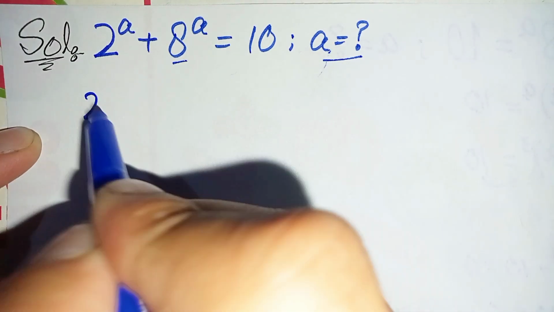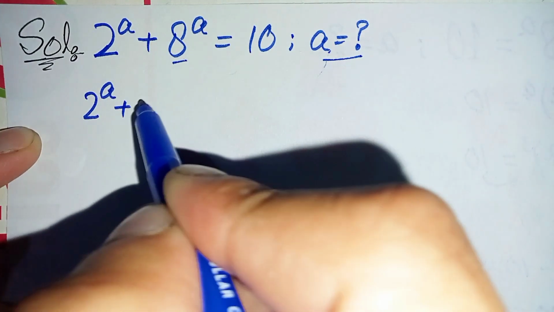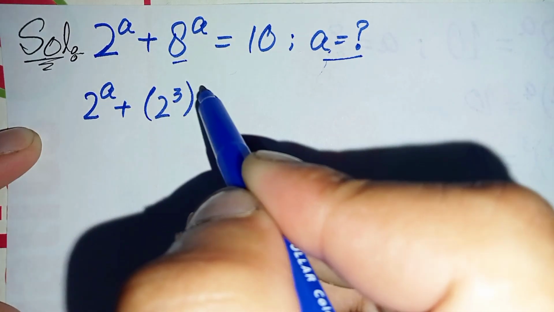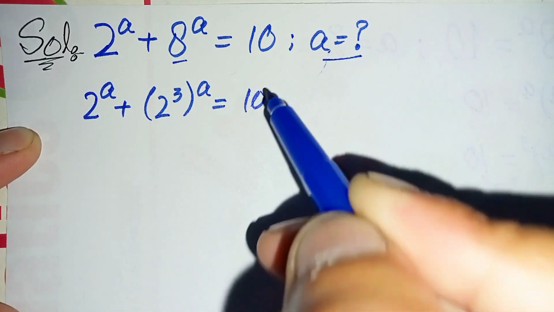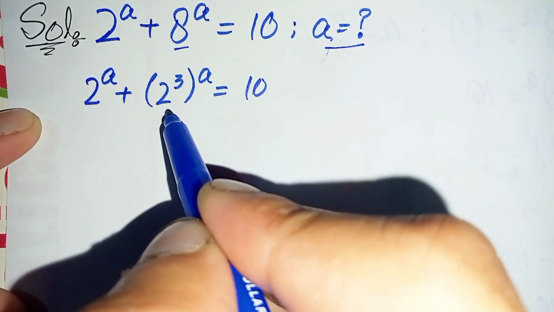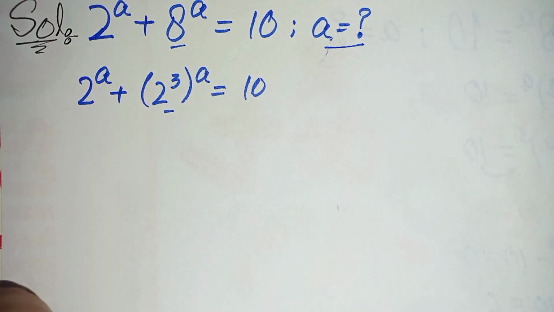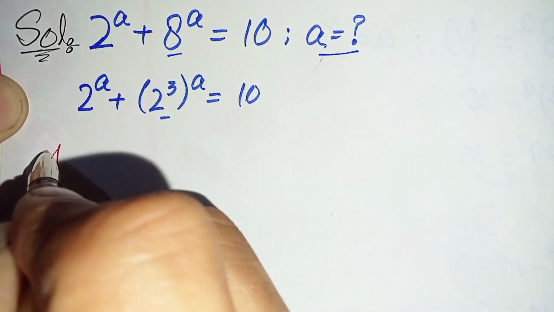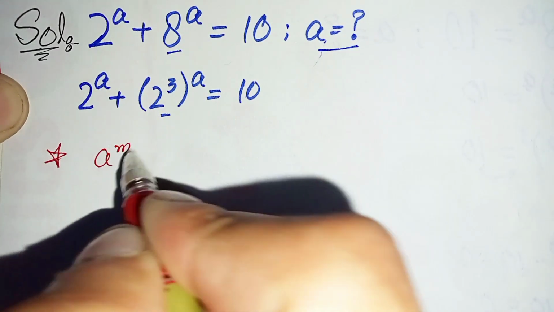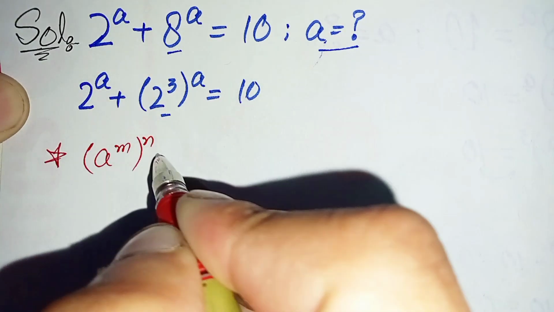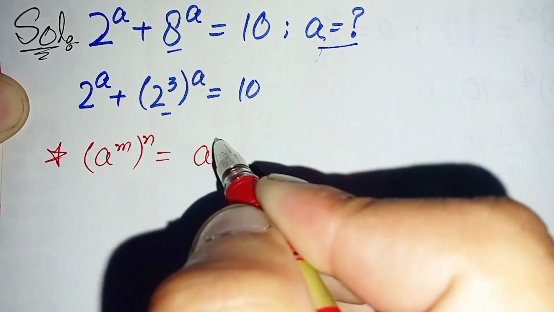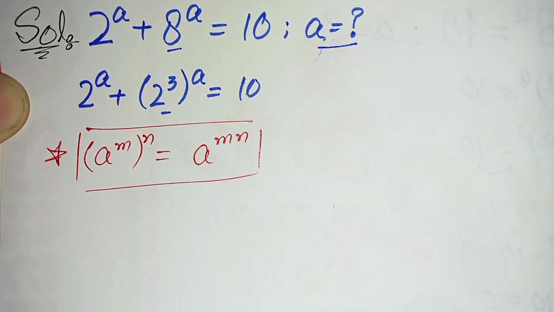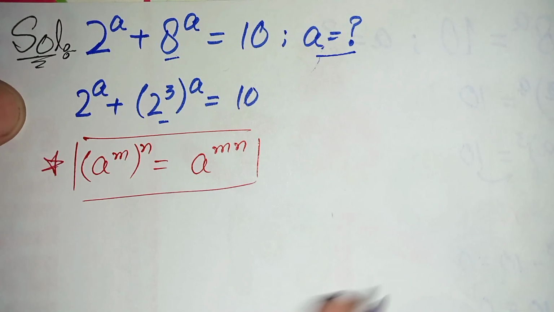So this will become 2 raised to power a plus we can write this 8 as 2 raised to power 3, whole raised to power a, is equal to 10. And next, in this one term we will use an exponential math property to change the position of these two powers. So here we will use this exponential math property: a raised to power m, whole raised to power n, can also be written as a raised to power m times n.